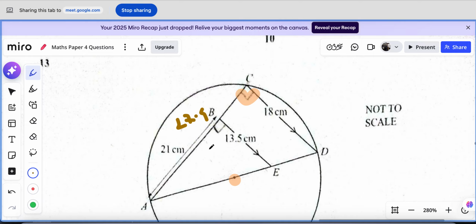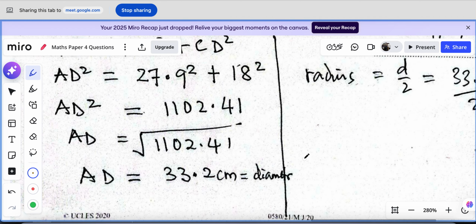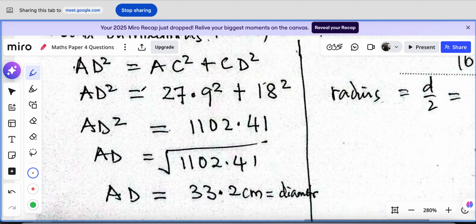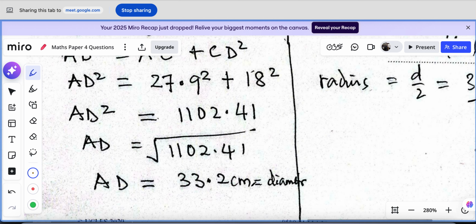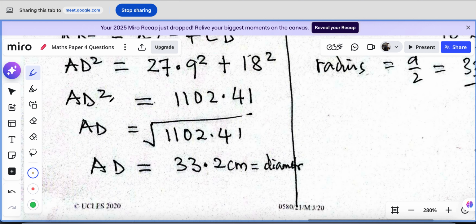So we can use Pythagoras theorem, saying 27.9 squared plus 80 squared equals AD squared. So AD squared is equal to AC squared plus CD squared, which equals 27.9 squared plus 80 squared. So AD squared is equal to 1,102.41. Then to find AD, just take the square root of both sides. Then you get 33.2.